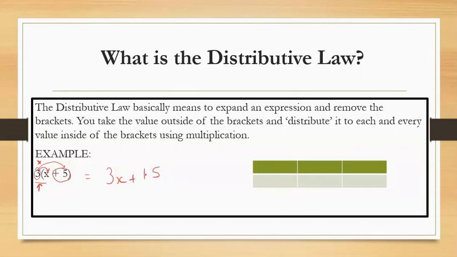We can also do it over here, just to show you a visual of a box or grid method, where you've got the 3 here, and that's being multiplied by both x and positive 5. So that would be 3, so that's your brackets. 3 multiplied by x is 3x, and 3 multiplied by positive 5 is positive 15. So this grid or box method will split it down for you.